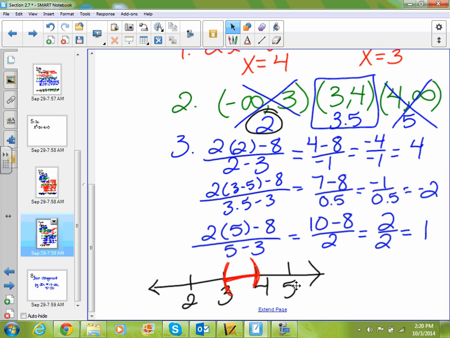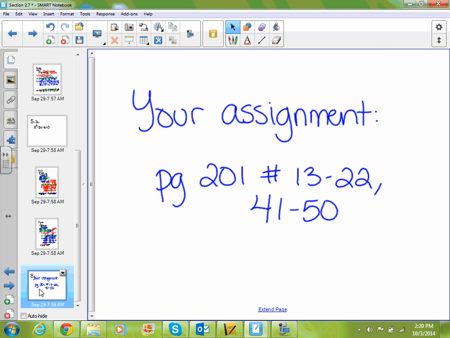Okay, so that's all you guys are doing today is those 3 steps. So page 13 through 22 and 41 through 50.